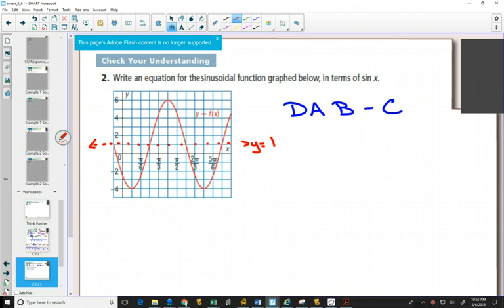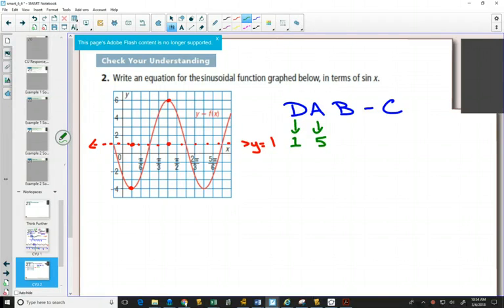Well, that's where the D and the A sort of go together. If that is my center line, the distance from my center line to my maximum is my amplitude. How far is it from 1 to 6? 5. How far is it from 1 to -4? 5. If those numbers are the same, then you know your center line is correct, and you've also just found out what your amplitude is. We know our amplitude is 5 and our center line is at 1.